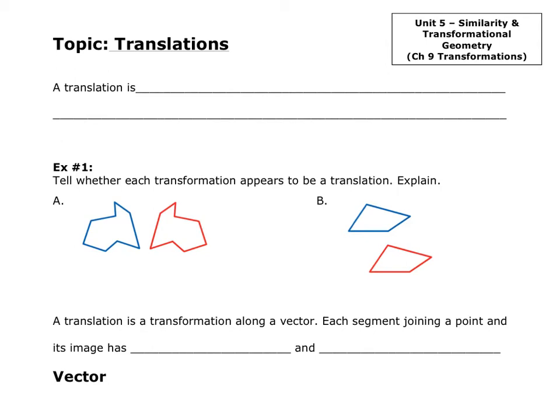Hey guys, today we're going to continue on with our transformations unit. Last time we talked about reflections. This time we'll talk about translations. Okay, so a similar thing, but a few things that are different.